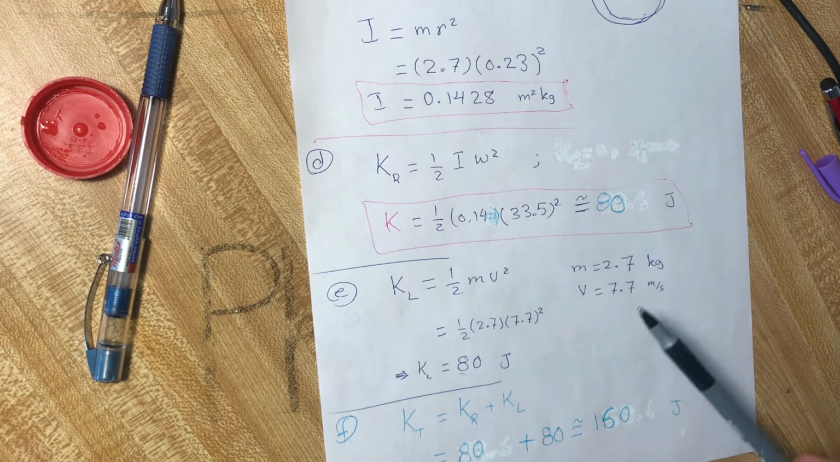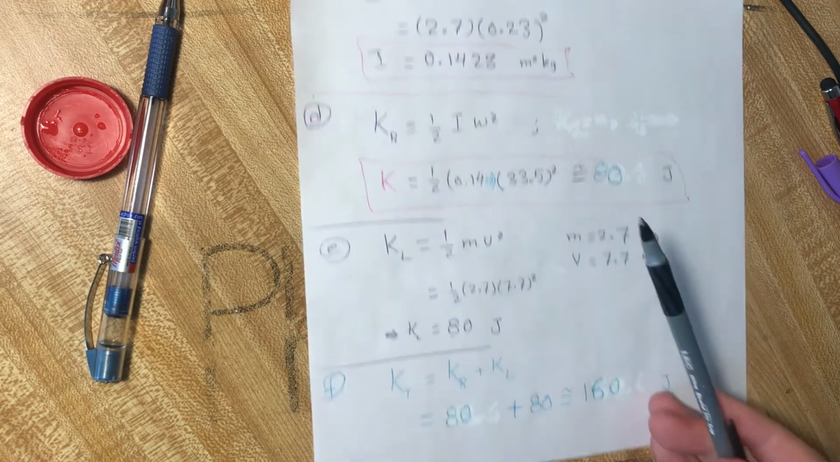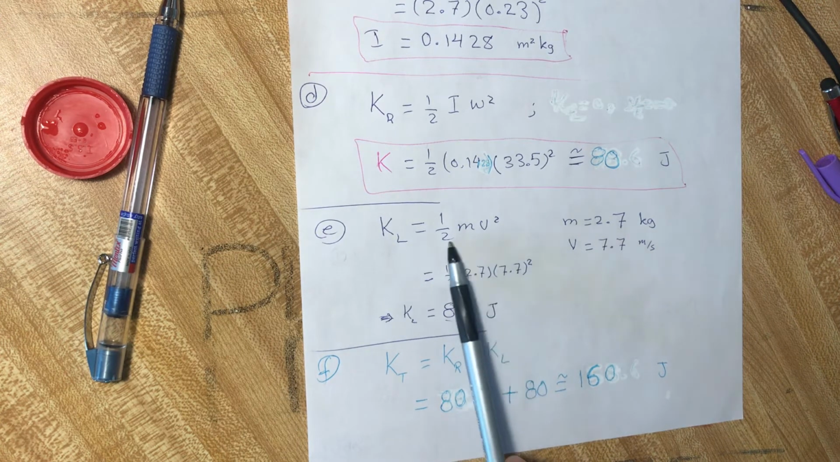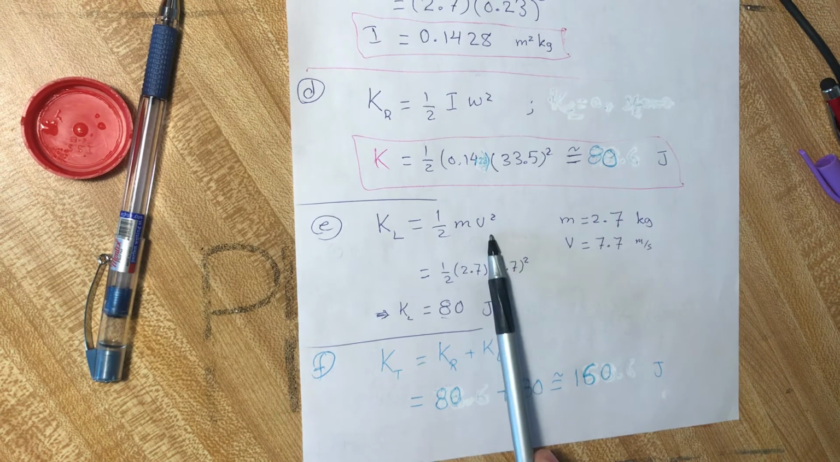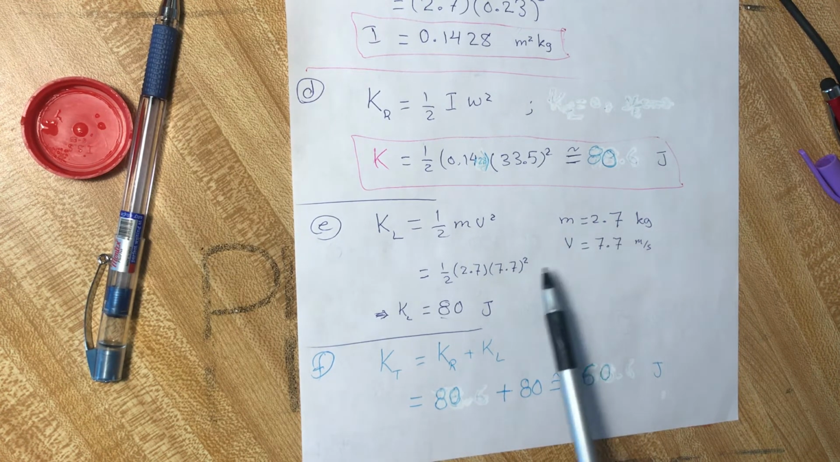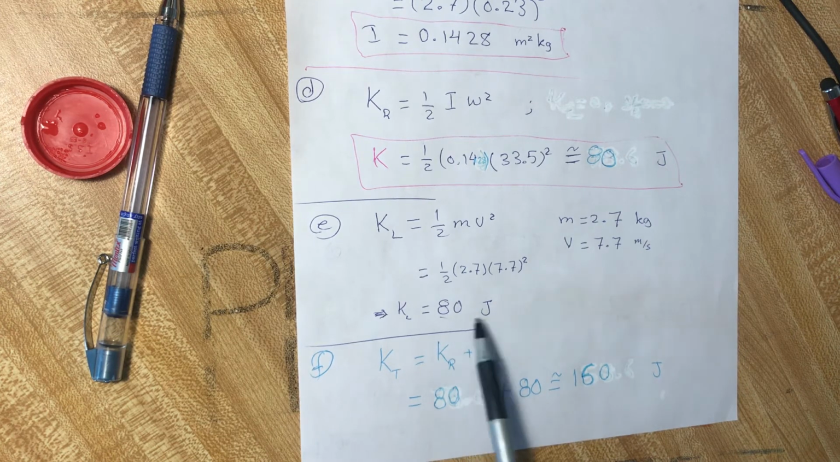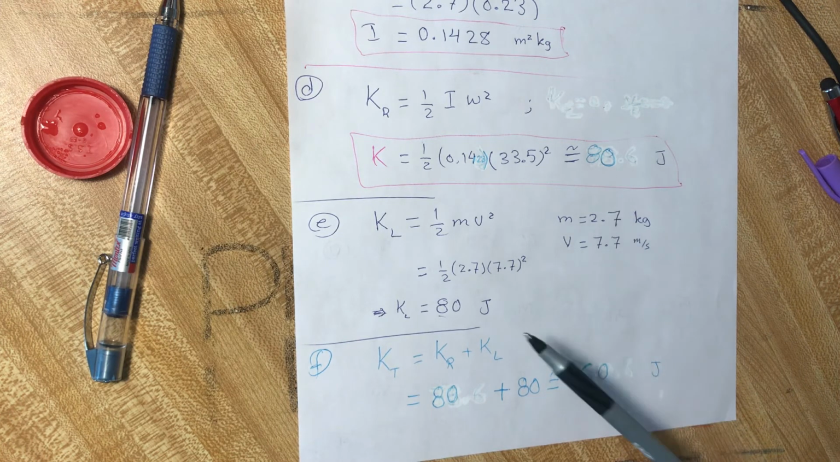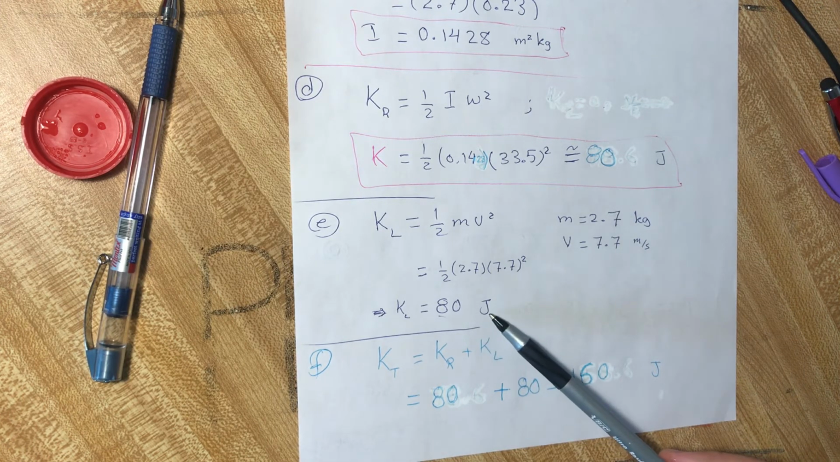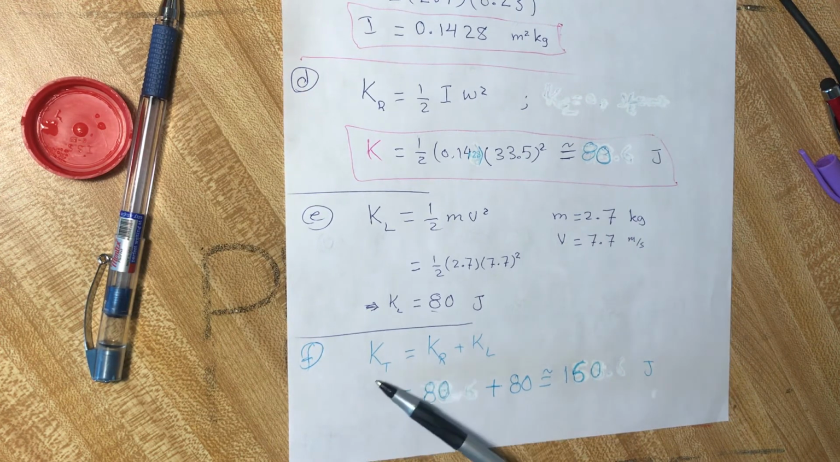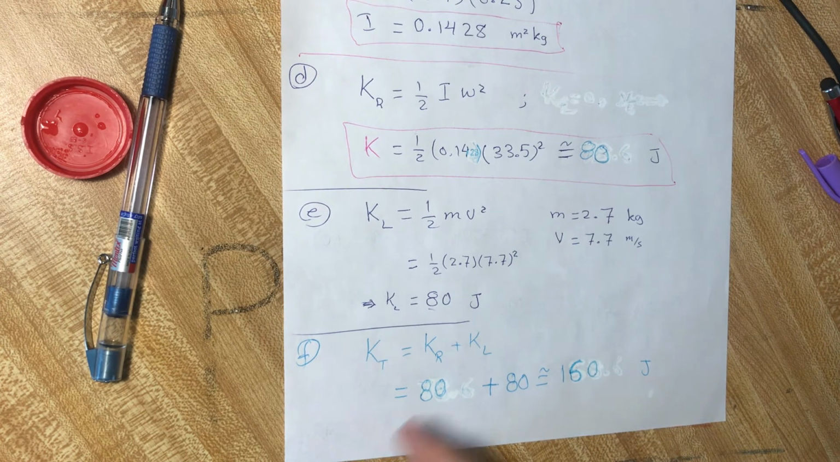You will see that we need to approximate. The linear kinetic energy is equal to 1/2 m multiplied by v squared. We know m, and we know v also. This will give us 80 joules also. We have 80 joules as the rotational kinetic energy and 80 joules as the linear kinetic energy. Add them together to find the F requirement, which is the total kinetic energy, approximately 160 joules.